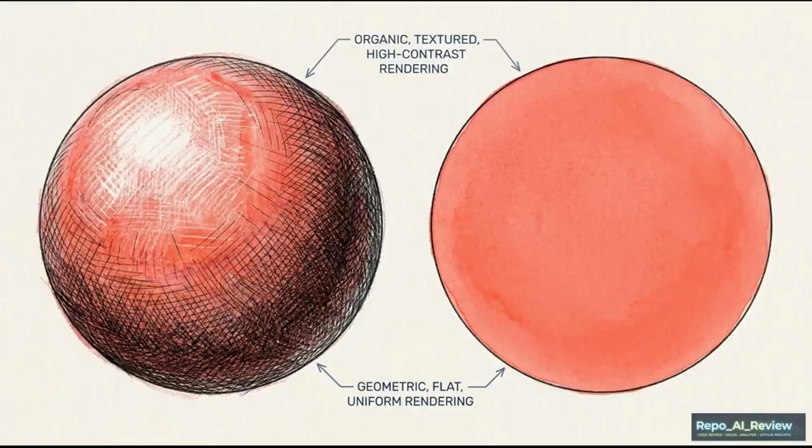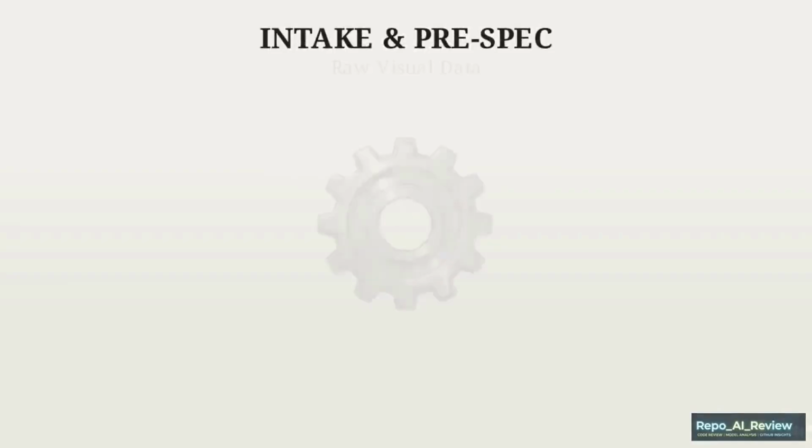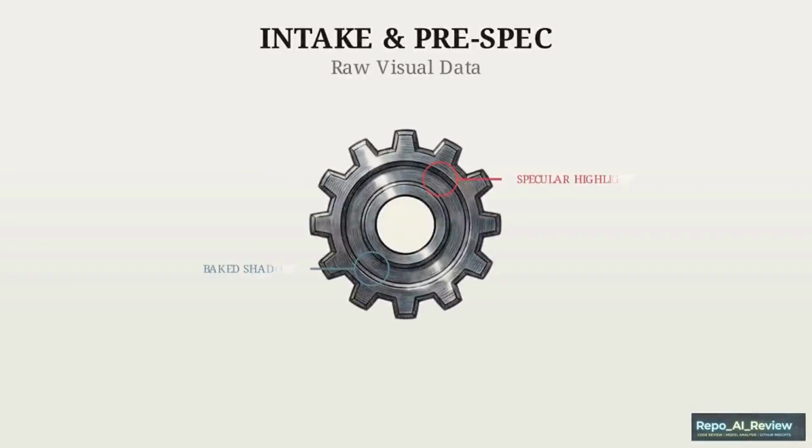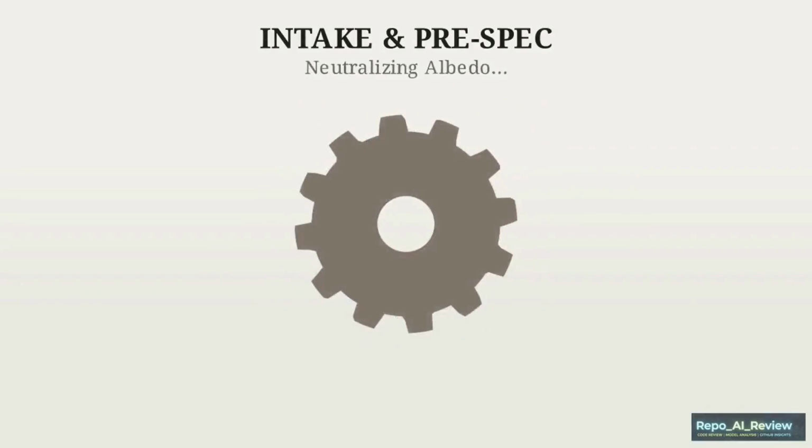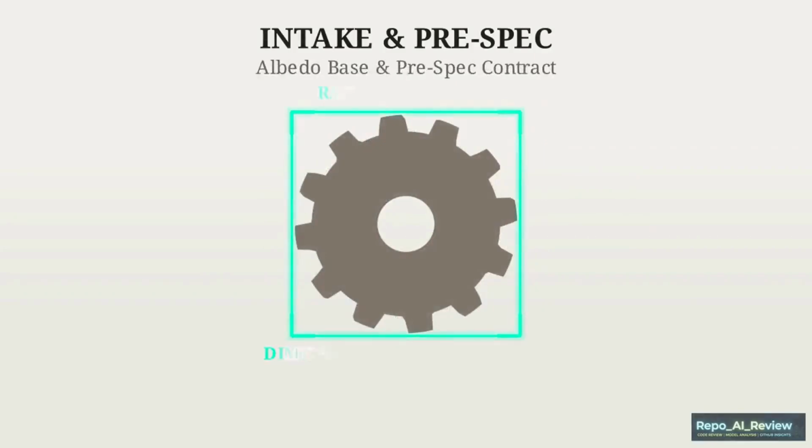Before texturing, the system must also isolate the true material color from the reference pixels. It has to separate the object's actual pigment from the environment's lighting. This diagram visualizes the albedo de-lighting process. The system algorithmically flattens baked-in shadows and bright highlights, resulting in a single, uniform base color.